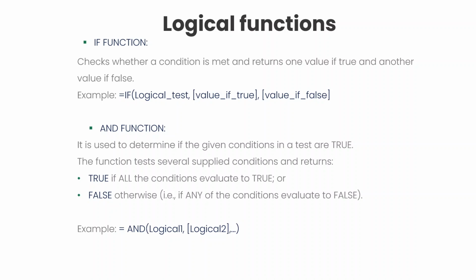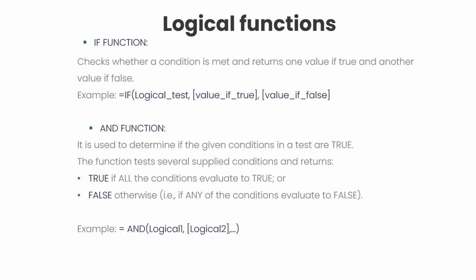Then we have the AND function. The AND function determines if all the conditions it has been given are true, right? If it is true, it will return true. If it is false, it will return false. What am I trying to say? In other words, the AND function evaluates to true if all conditions are met, right?